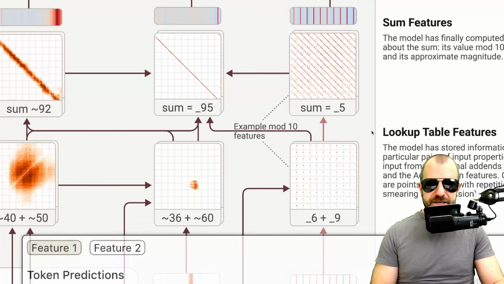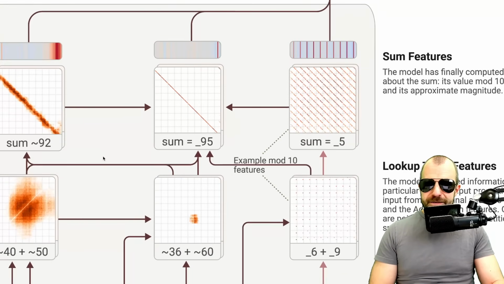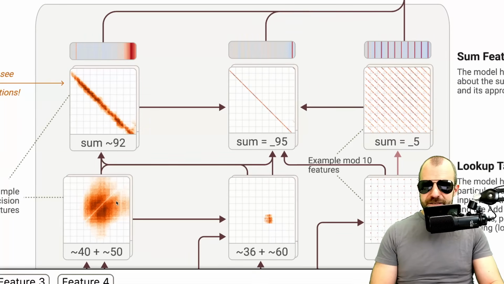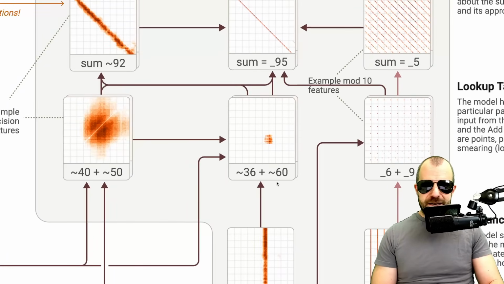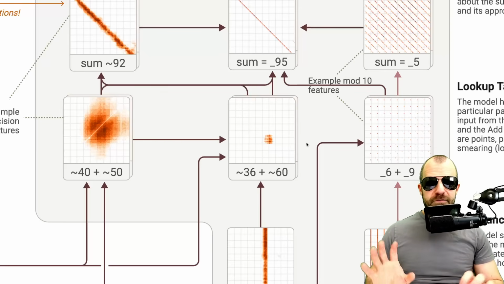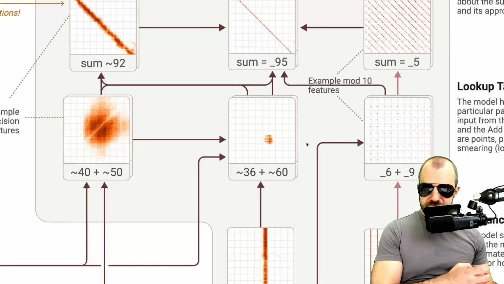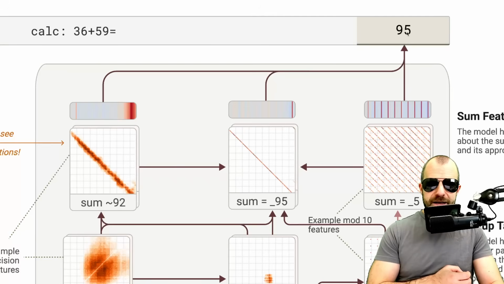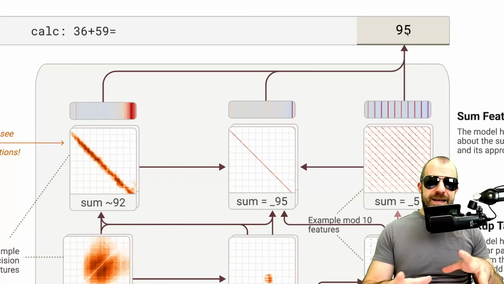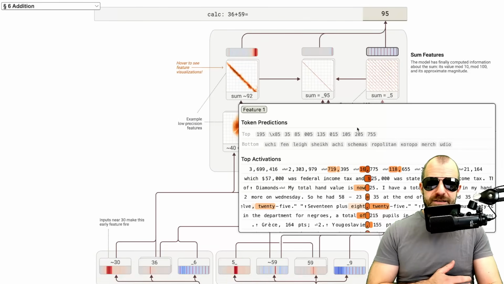Now, you can see here that gives rise to a feature that says, well, the sum probably ends in about 5, and this combines with other features that say, well, the sum is probably around 90-ish, and another feature that is about 36 plus about 60. So you can see that rather than doing explicit computation, the model appears to have multiple pathways that do sort of approximate computations, sometimes in the modulus space, and it combines those together to form a final answer. So it knows that, oh, this is probably around 90 something, and then there's a strong feature that says, well, it's probably going to end in a 5, and that results in the 95.